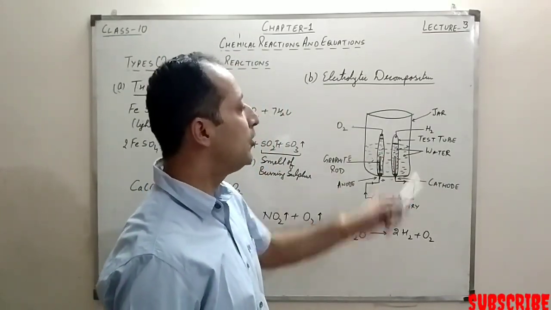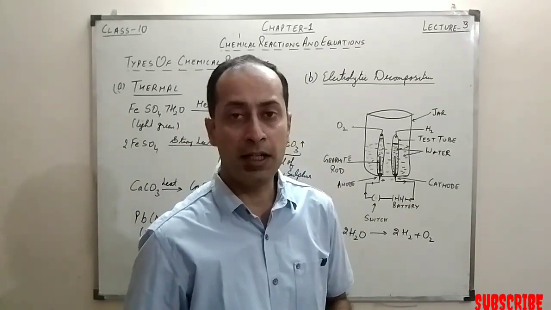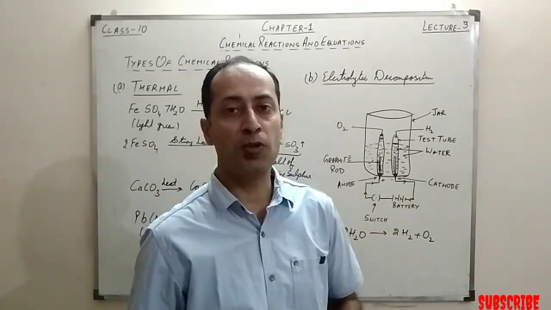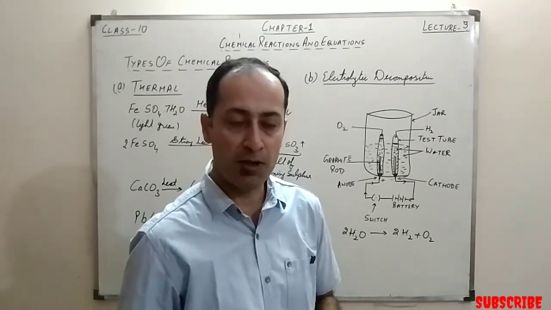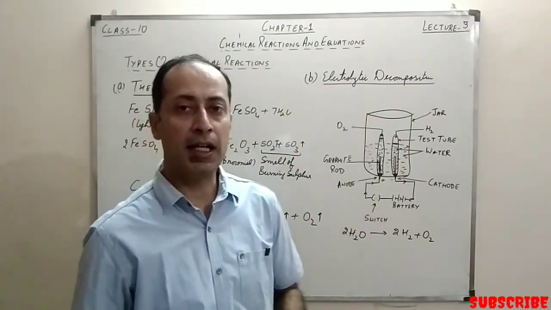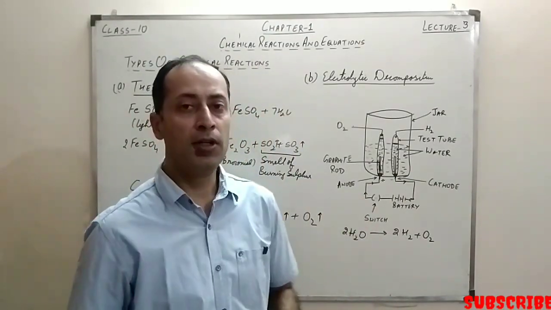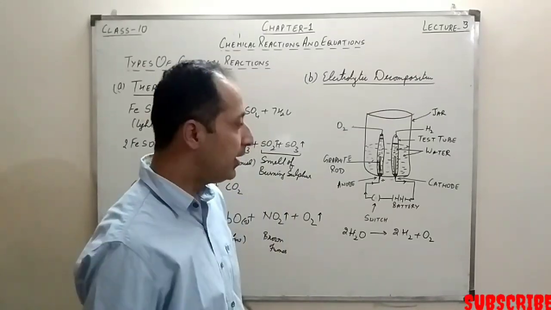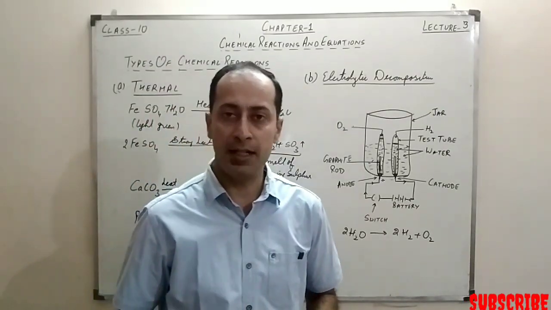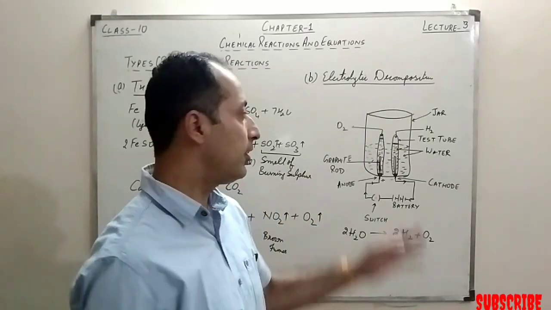So we can come to know that the gas collected in the test tube over the negative electrode is hydrogen, and the gas collected over the positive electrode is oxygen, right? Further, we can test the gases whenever the water ends.